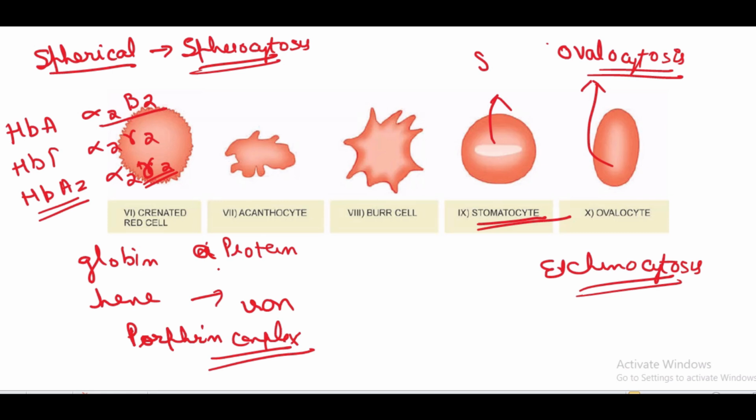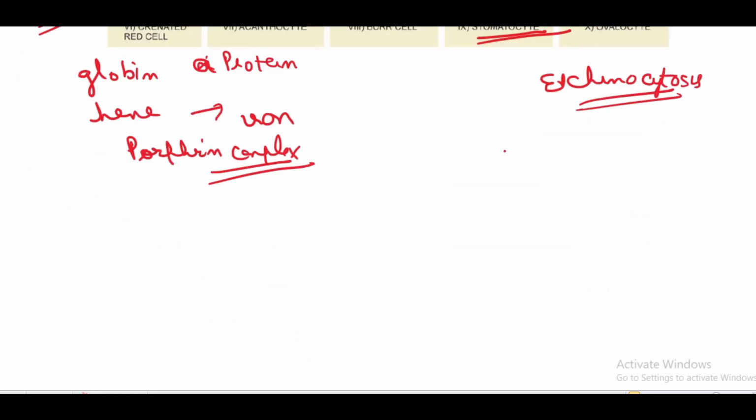Increased central pallor indicates lower hemoglobin content, seen in iron deficiency anemia and chronic infection. Increased hemoglobin concentration is seen in megaloblastic anemia and spherocytosis. Now some specific changes seen in RBC: punctate basophilia, or basophilic stippling, where you see uniform granules within the RBC.